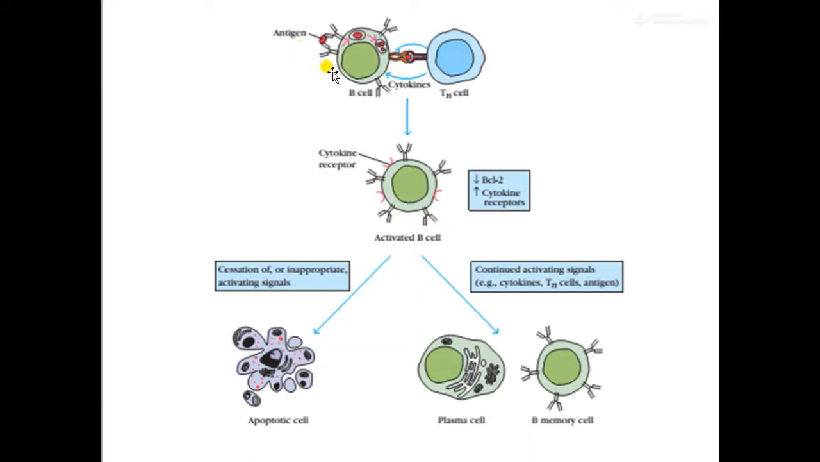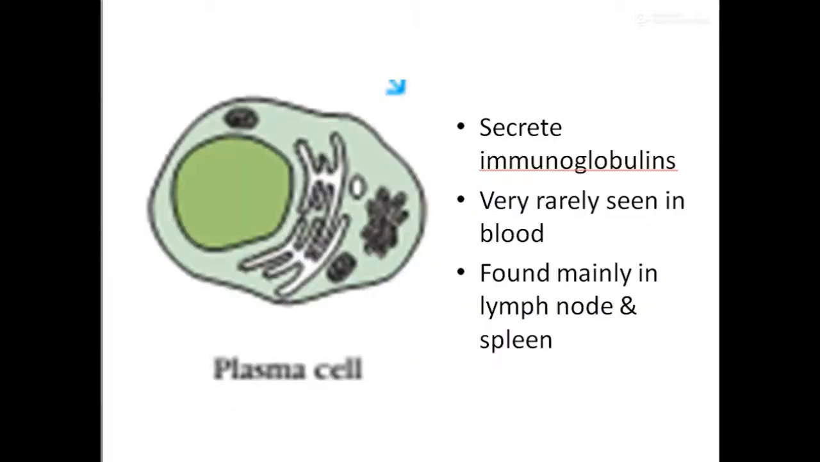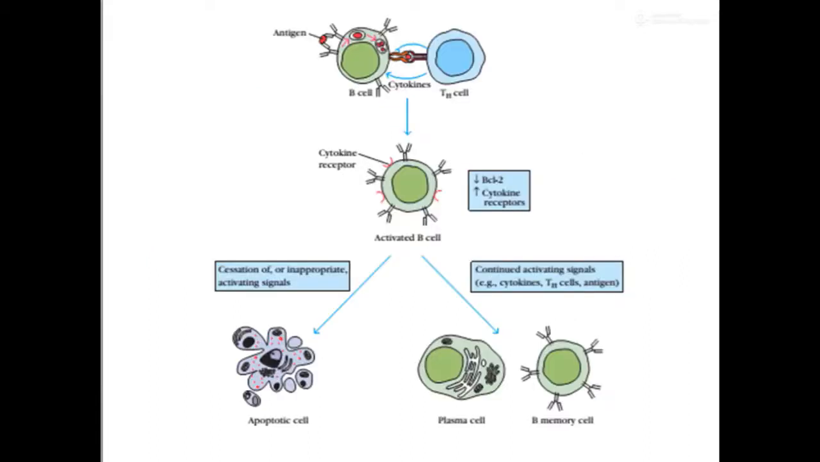So the B cell interacts with the antigen and it also processes the antigen and presents it to the T helper cell, which is a type of T lymphocyte, and it gets activated. Once it gets activated, it forms the plasma cell and the memory cell. Now, it is the plasma cell which secretes immunoglobulin, and it is very rarely seen in the blood, but it is mainly found in the lymph node as well as in the spleen. And the memory B cell retains the memory of this interaction with that particular antigen.